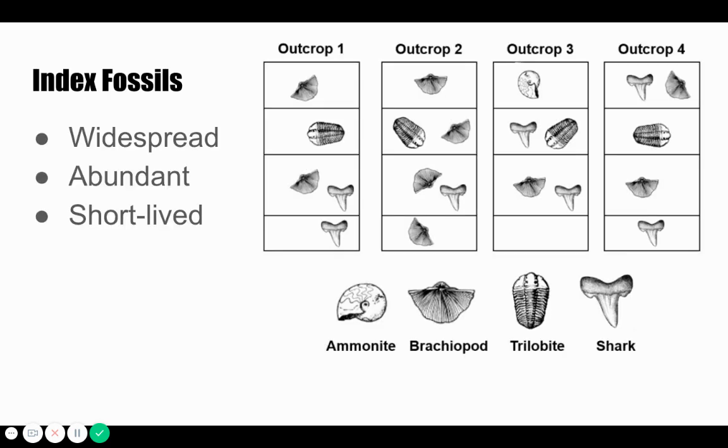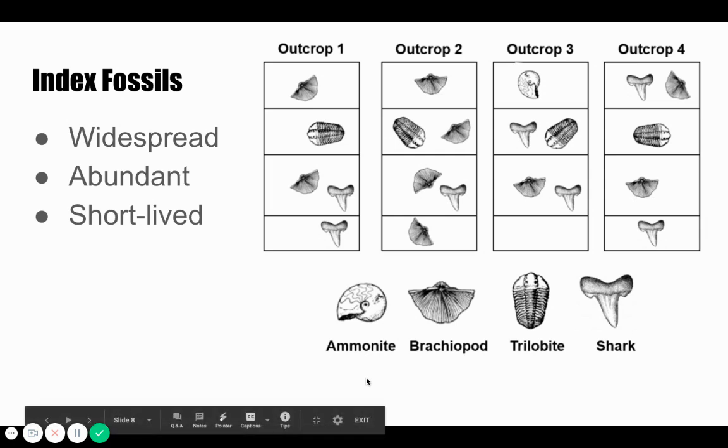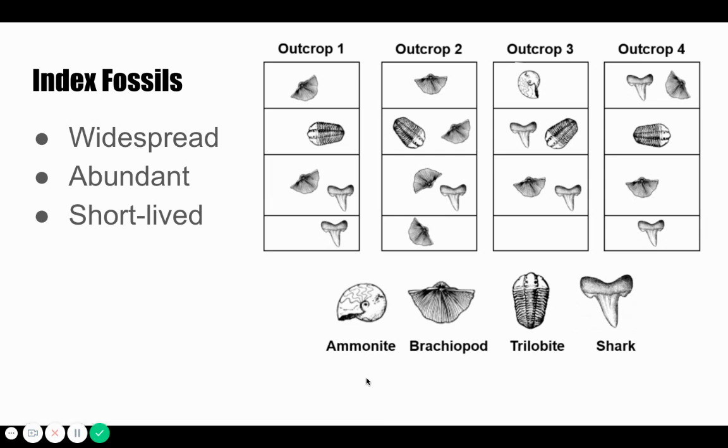Geologists particularly get excited about index fossils because index fossils help us to know right away the relative age of a rock. So in order to be an index fossil, the organism had to have lived over a large amount of land, be widespread. They also need to be abundant, so there needed to be a lot of them. And they needed to have lived for a pretty short amount of time. So we're going to look at these 4 different outcrops and take a look at the fossils found within them.